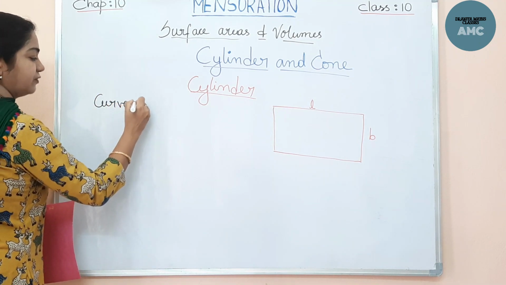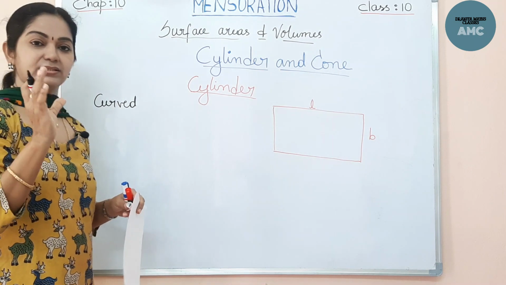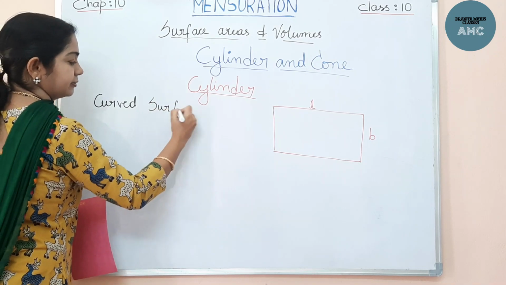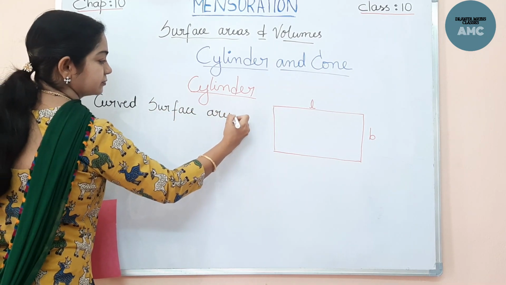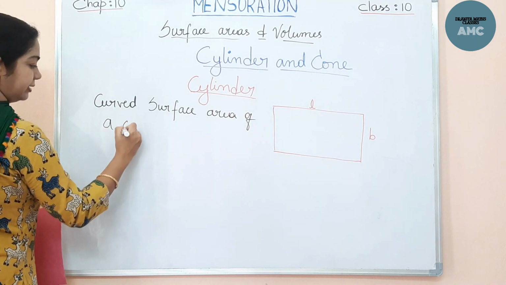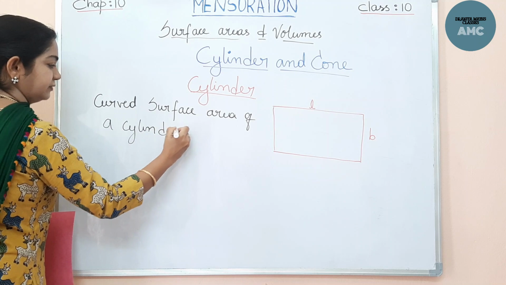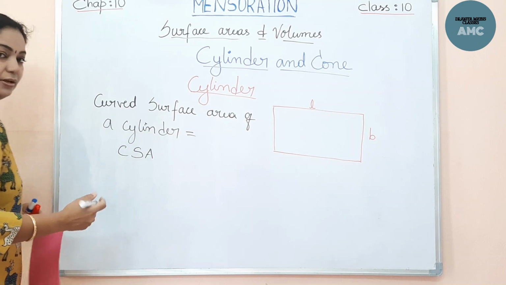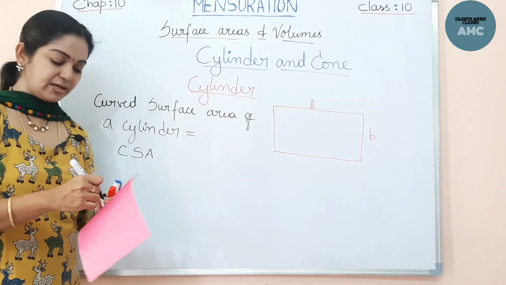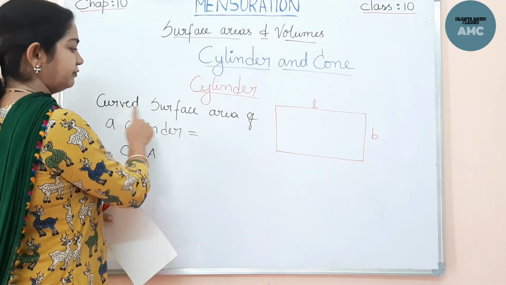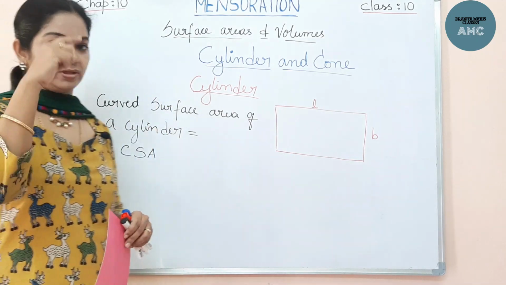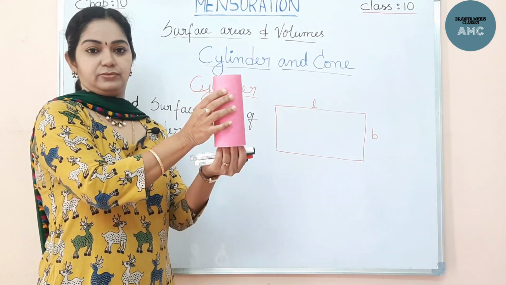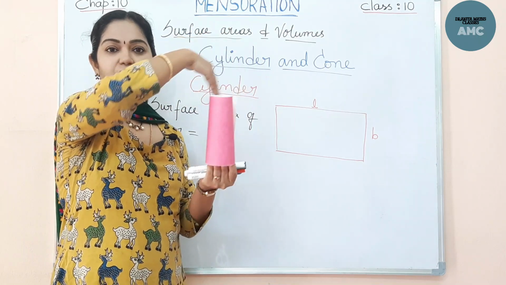The surface areas we will find, the surface areas means one is curved surface area and the total surface area. The curved surface area of a cylinder, right? We will find the curved surface area. So in short we call it a CSA, right? Now you know what is a cylinder, a solid object. I have shown you the example of a cylinder like this, right? Now I want the curved surface area of the cylinder.